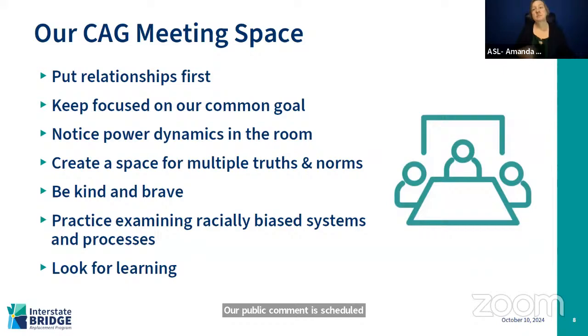We typically want to center our time together around a set of norms that we mention each time we gather, but it's important that we mention these again. First, at the top of our list is putting relationships first. We want to stay focused on our common goal, notice the power dynamics in the room, create a space for multiple truths and norms, practice being kind and brave, examine racially biased systems and processes, and always look for learning.